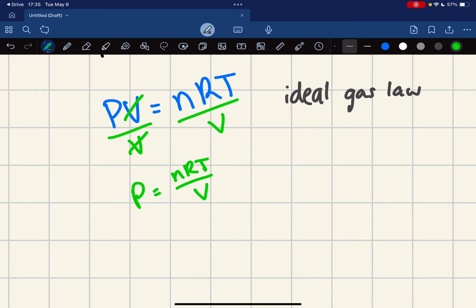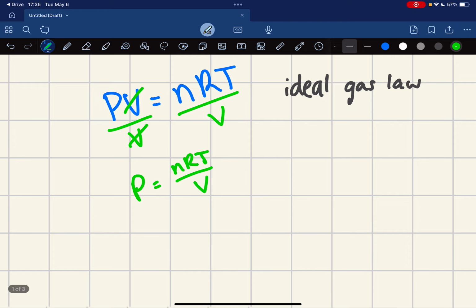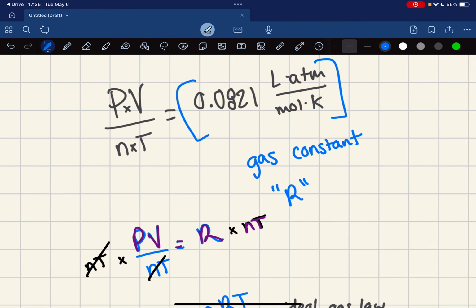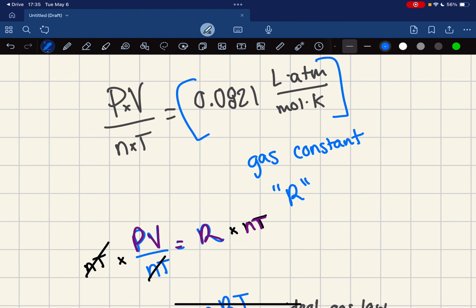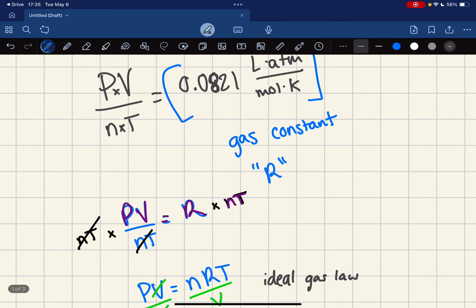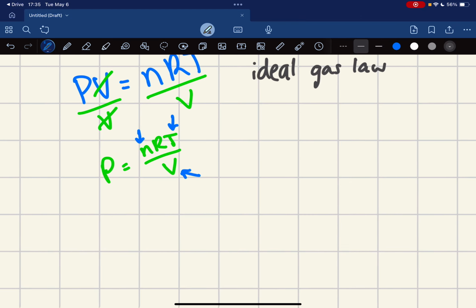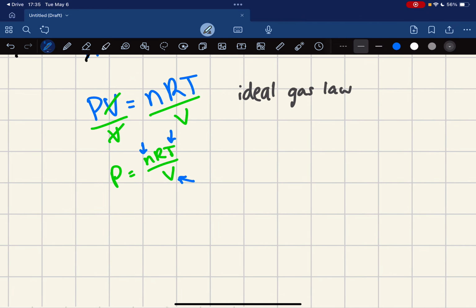Now I can just plug all my numbers in: the number of moles for my N, the temperature in Kelvin for my T, the volume for my V, and of course my R is always the same. That's my 0.0821, that's a really ugly 8, 0.0821 liters atmospheres per mole Kelvin. So yeah, that's how we use the ideal gas law.